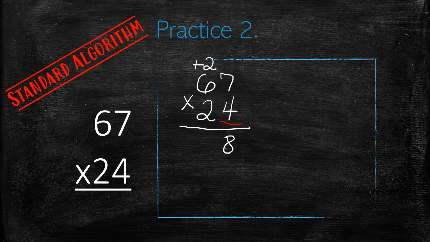So then now we're doing 4 times 6. 4 times 6 is 24, okay? 24 plus 2 is 26. All right.